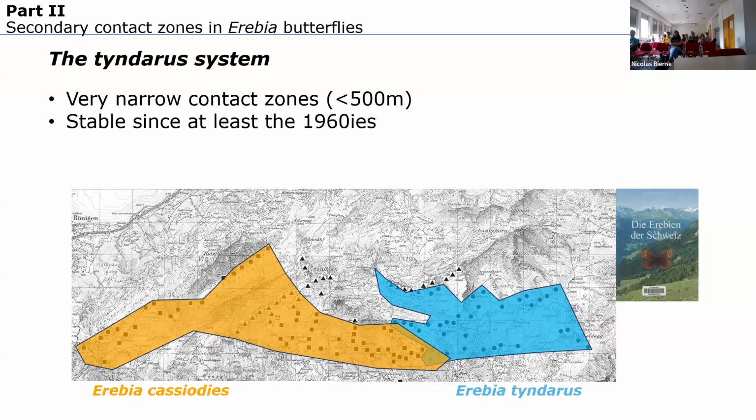And just to give you an idea what those contact zones look like, they're actually very narrow. So this is about 10 kilometers, and the zone where they fly together is just about 500 meters. And this zone has been stable since at least the 1960s. That's the first time people looked into it. Nevertheless, the 2 species cannot coexist, it seems.